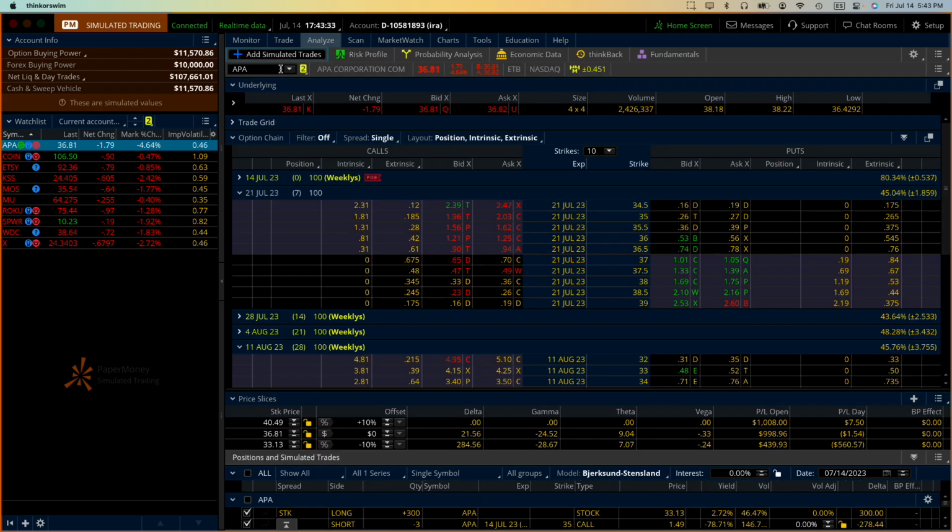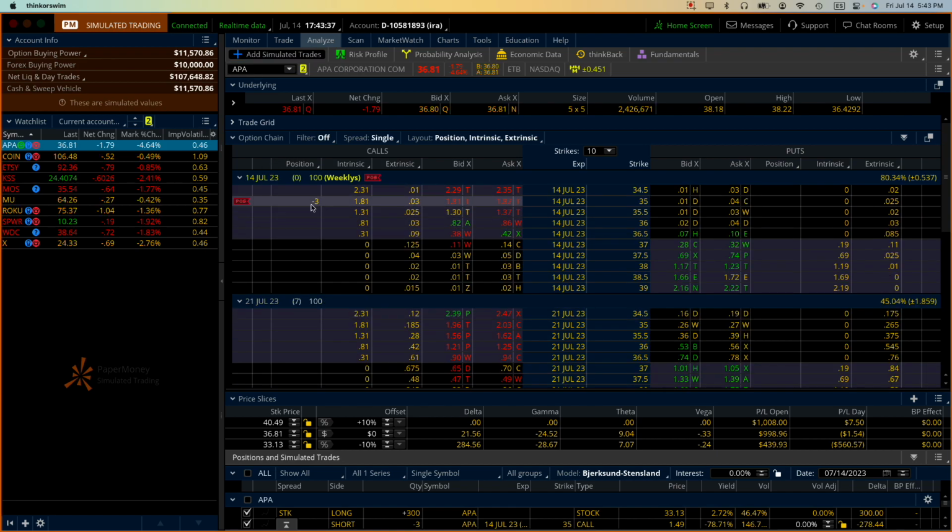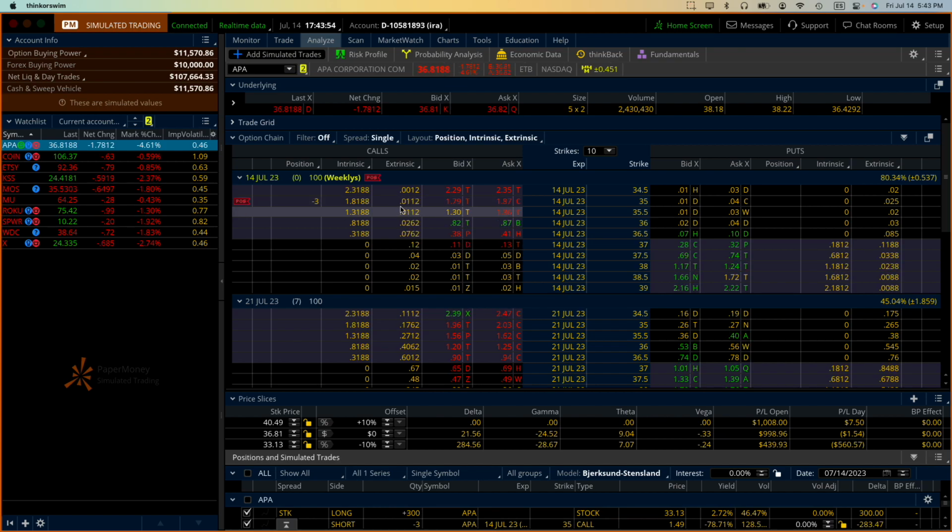Okay, so let's add simulated trades and go to the stock that I have here. The option that I have, minus 3, says 3 cents of extrinsic value. Okay, so if I wait until the end of the day, this will be 0. But I would like to roll it over. It's 1 now. So I want to roll it over.